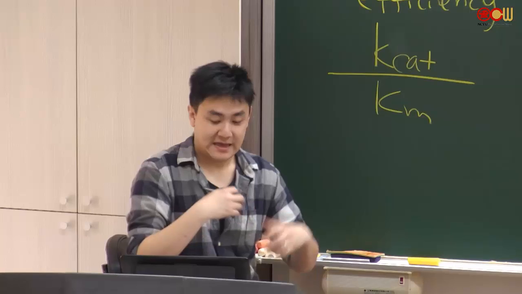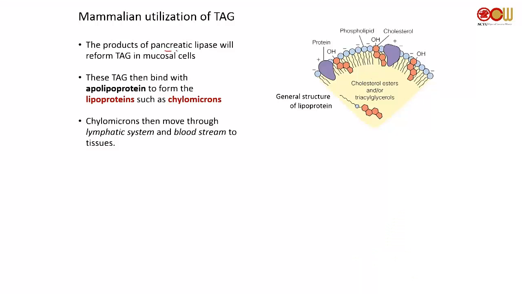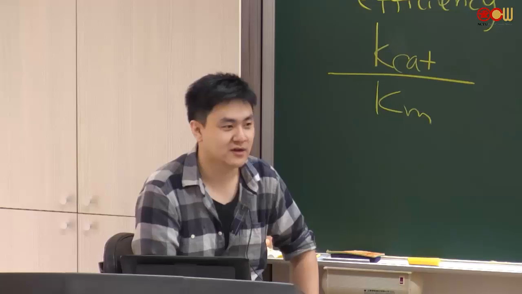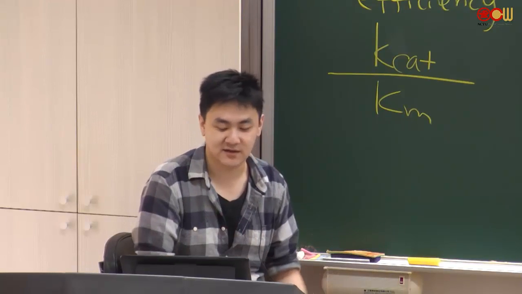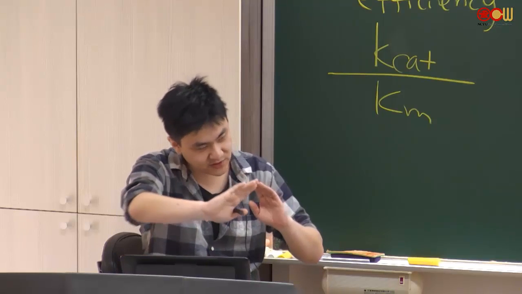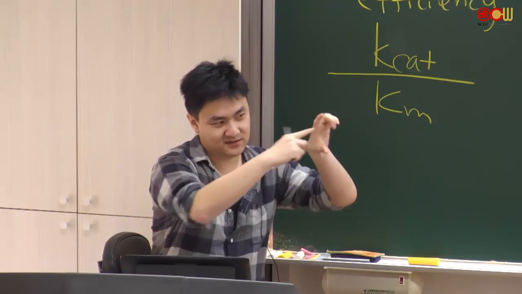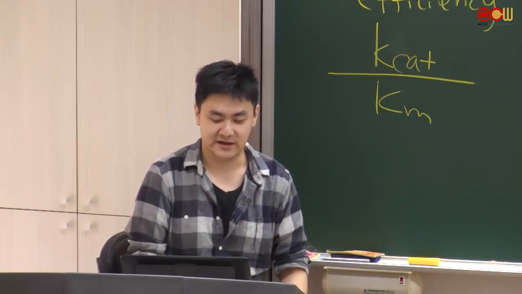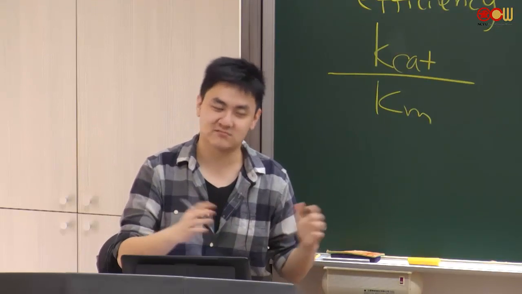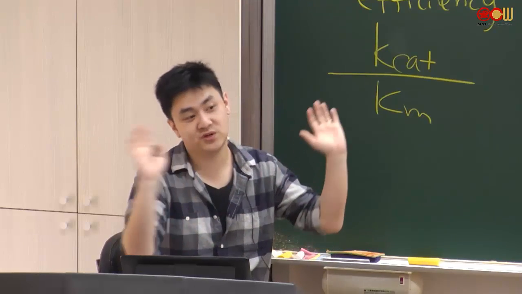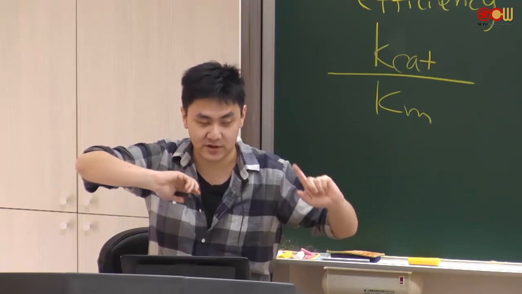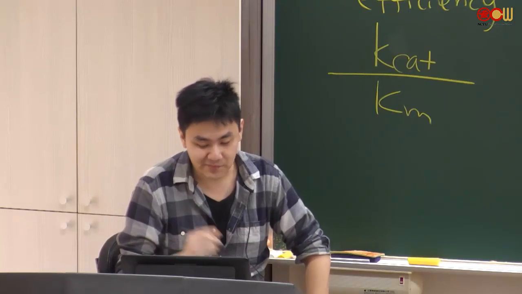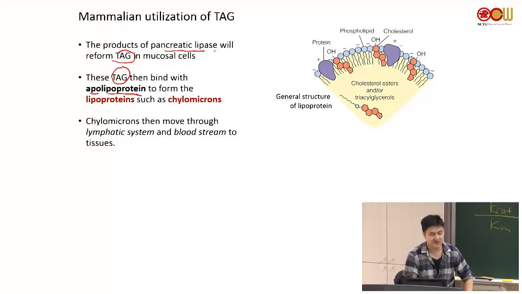And then the products of the pancreatic lipase will reform TAG in mucosal cells. That's crazy, I know. Why do you degrade it and reform it? But that's just how it is. After it penetrates the 小肠的那个膜, you're going to reform TAG so that your cell can carry it more easily and distribute it inside your body. Now, these TAG are going to bind to these things called apolipoproteins, whatever. They form lipoproteins.